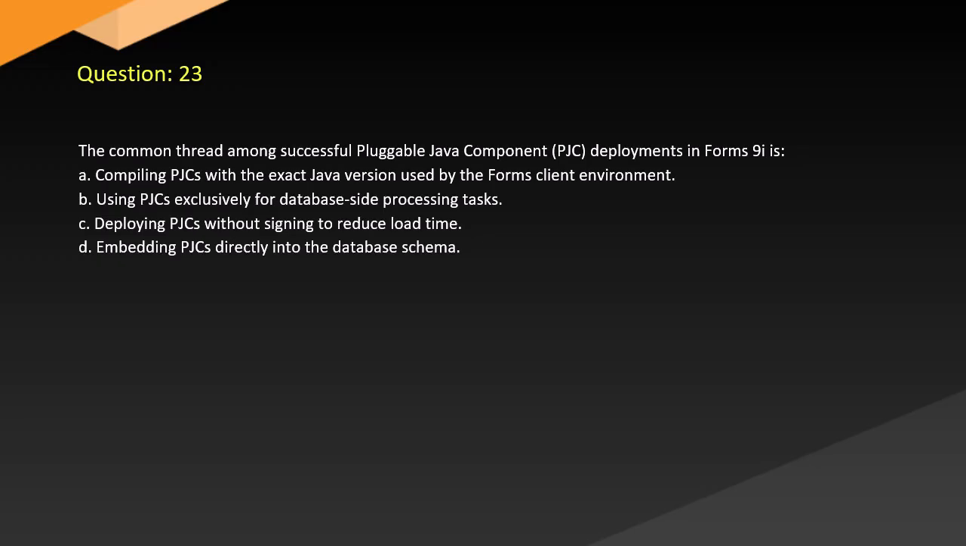Question 23. The common thread among successful pluggable Java component (PJC) deployments in Forms9i is: A. Compiling PJCs with the exact Java version used by the Forms client environment. B. Use PJCs exclusively for database-side processing tasks. C. Deploying PJCs without signing to reduce load time. D. Embedding PJCs directly into the database schema.